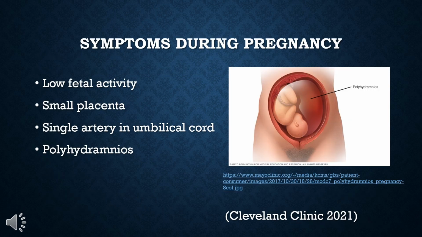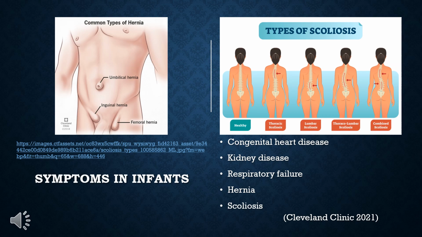Symptoms during pregnancy can include low fetal activity, meaning not much movement in the fetus, having a small placenta, having only one artery in the umbilical cord, or polyhydramnios, which is when the fetus is surrounded by too much amniotic fluid in the uterus. Symptoms found post-birth include congenital heart disease, which is a defect in the heart structure present at birth, kidney disease or kidney failure, respiratory failure or breathing abnormalities, hernias, which is when an internal organ pushes through a weak spot in the muscle or tissue, or scoliosis, which is when the spine is curved.